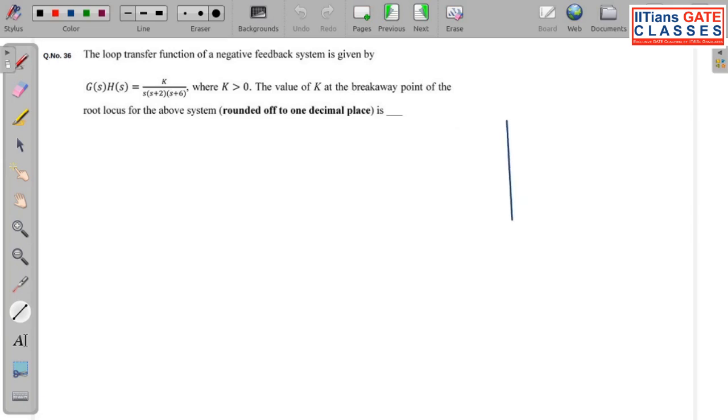So tell me first, when do we have a breakaway point and when do we have a break-in point? That is my question to you people. Just think while I sketch the pole-zero diagram. So we have one pole at s equal to 0, one at s equal to -2 and another at s equal to -6.